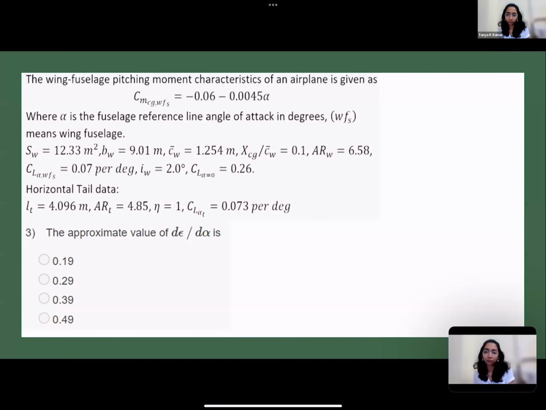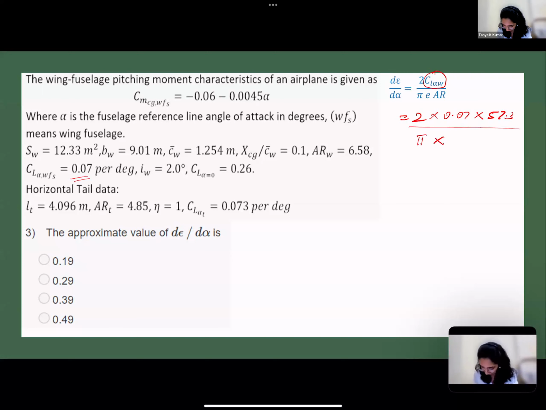Now, yes, you told me the equation correctly, the formula correctly. This is d epsilon by d alpha. And remember that this CL alpha wing should be in per radians. Only then this equation is valid. All right. Okay, so let's try to plug it in. 2 CL alpha of wing. Where is CL alpha of the wing fuselage? You can just take this. So it's 0.07. You convert it to per radians. Multiply it by 57.3 divided by pi.